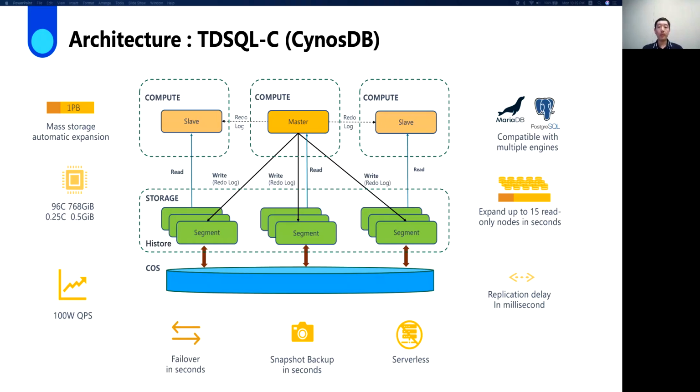Together with other optimizations, the read and write performance is significantly improved. In our experiment, we can see 1 million QPS for read and 500,000 QPS for write. Also, for the failover and snapshot of backup, this operation can complete in a few seconds. Most important, it makes it easier to implement a very important feature, serverless, which we will discuss with more details later.